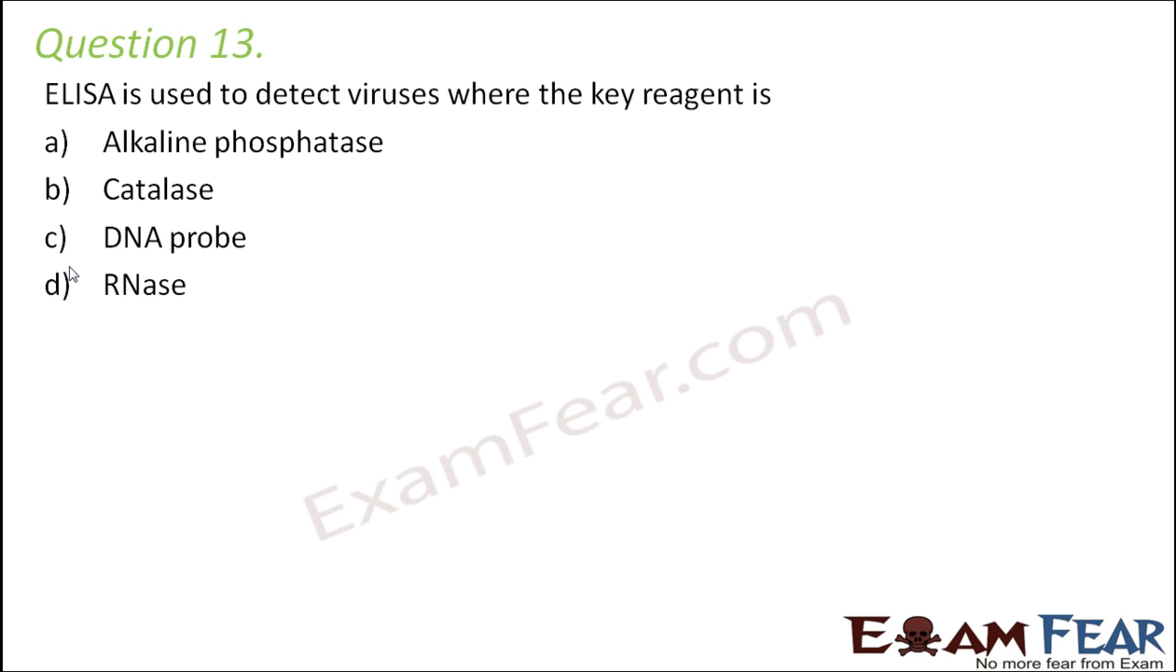So what happens in this ELISA test? A reactant is added to cause a reaction, and that reactant is called a reagent. Reagents are used to provide the antigen-antibody complex, so that looking at the antigen-antibody complex, we can detect the presence of antibodies in the blood related to certain infectious conditions. So what is that reagent which is used for the ELISA test? It is alkaline phosphatase.